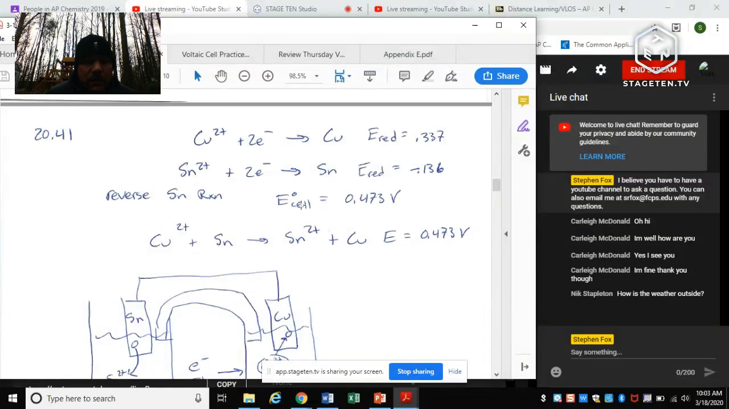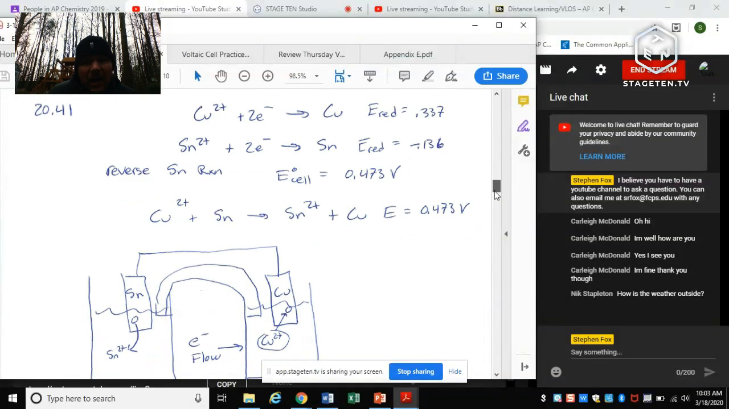And so a couple things to note. Notice in the full reaction that the electrons canceled out, and that needs to happen. If the electrons don't cancel out, then your equation is not going to be balanced. And another thing to note is it's nice to write the half reactions so you know how many moles of electrons are actually being transferred.